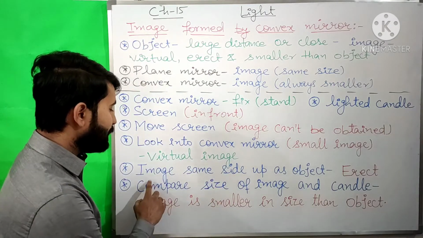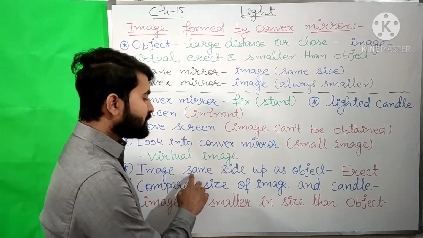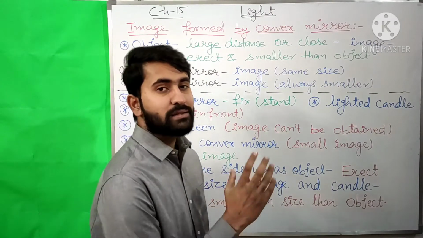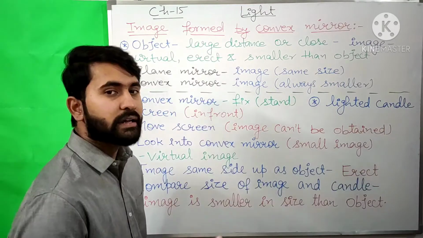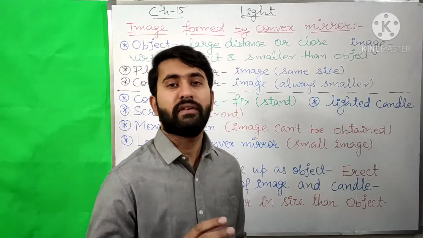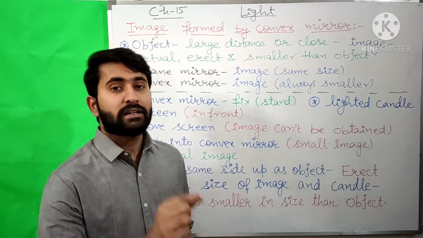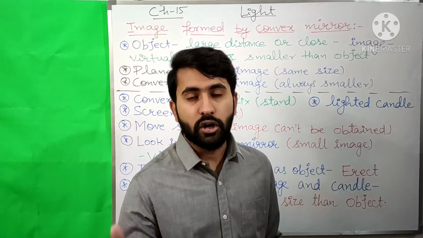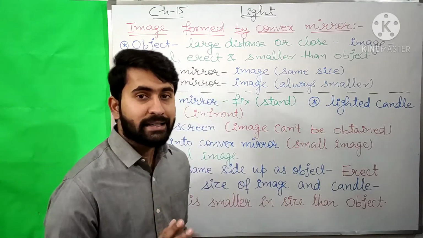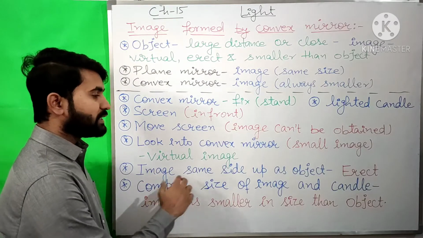Now if we look at the image that is formed in the convex mirror, we will find that the image is the same side up as the object. So we can say that the convex mirror forms an erect image. The image is the same side up as the candle. It means the top of the flame remains the top of the image and the bottom of the candle remains the bottom of the image. And this type of image is called an erect image. So a convex mirror forms an erect image.